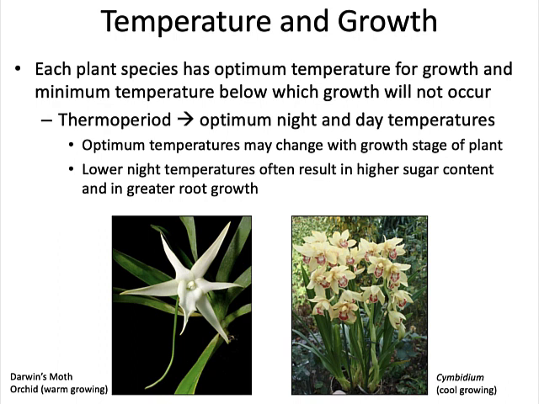Some plants have evolved to grow in very warm regions, while others have evolved to be most successful in a cool environment.